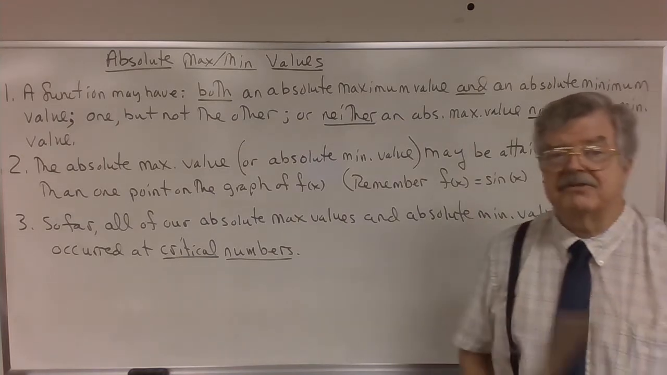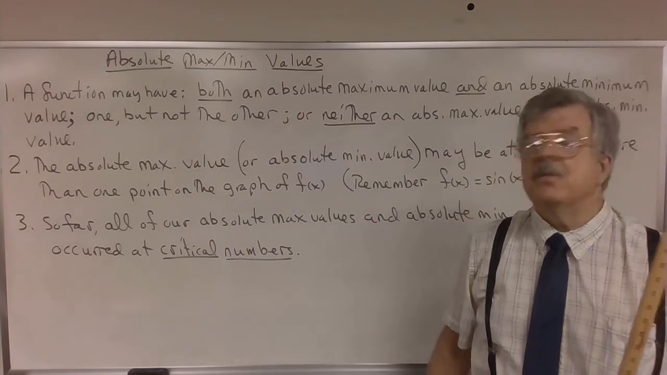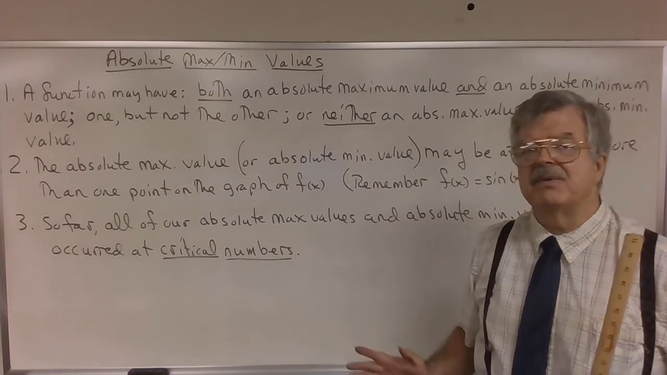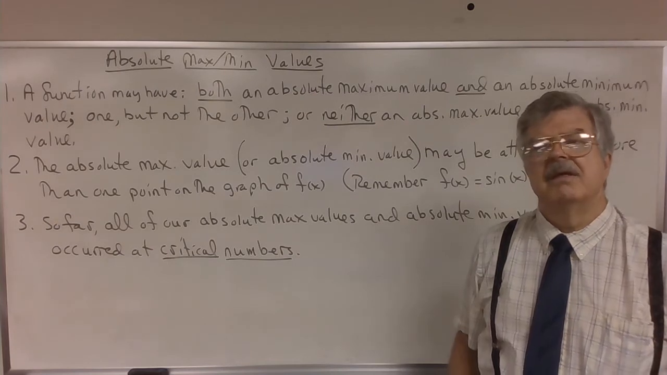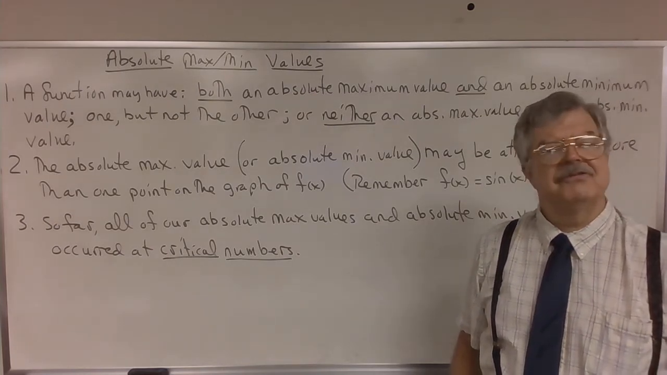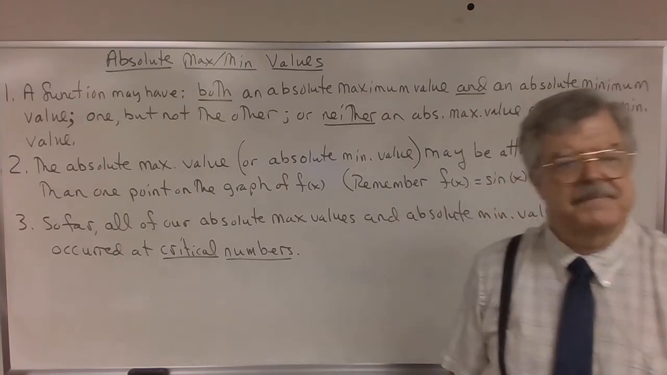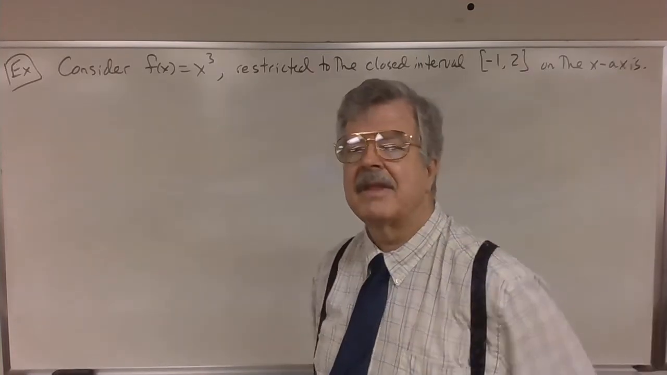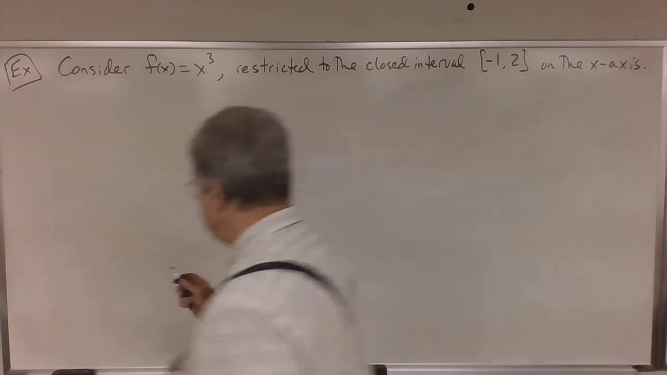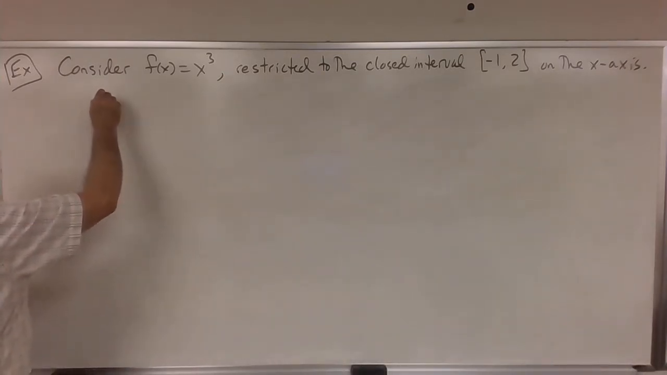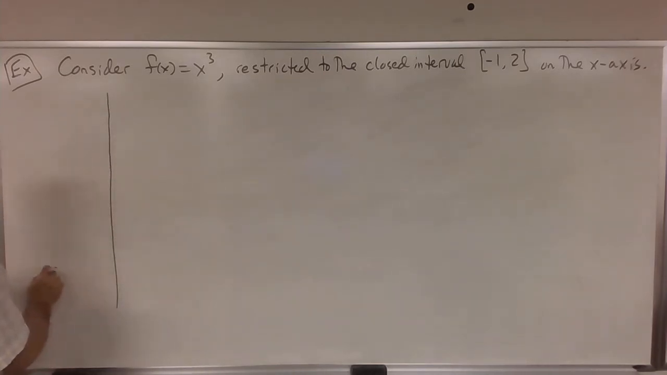So far, we haven't seen an absolute maximum value any place where there wasn't a critical number. We haven't seen an absolute minimum value attained at any point where there wasn't a critical number. So do they necessarily have to go hand in hand? Well, let's see. Let's go back and look at the function f of x equals x cubed. That function had neither an absolute maximum value nor an absolute minimum value.